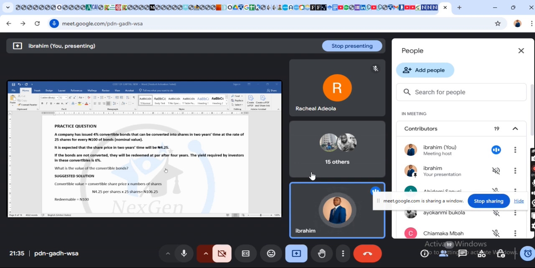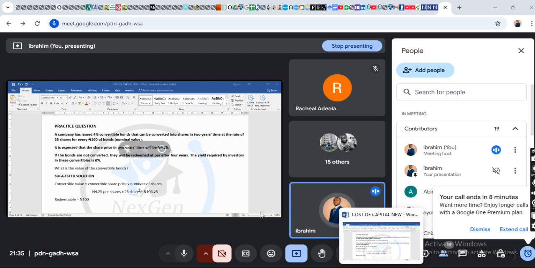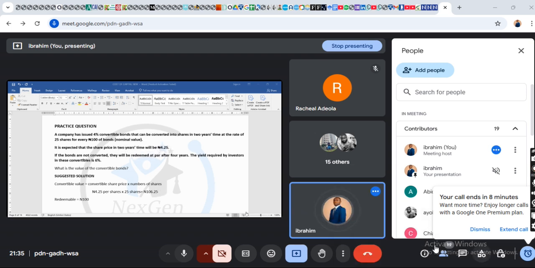But in this question, it's what is the value of the convertible bond, right? Which is stated in the question. And the value of the convertible bond is 106 naira 25 kobo.